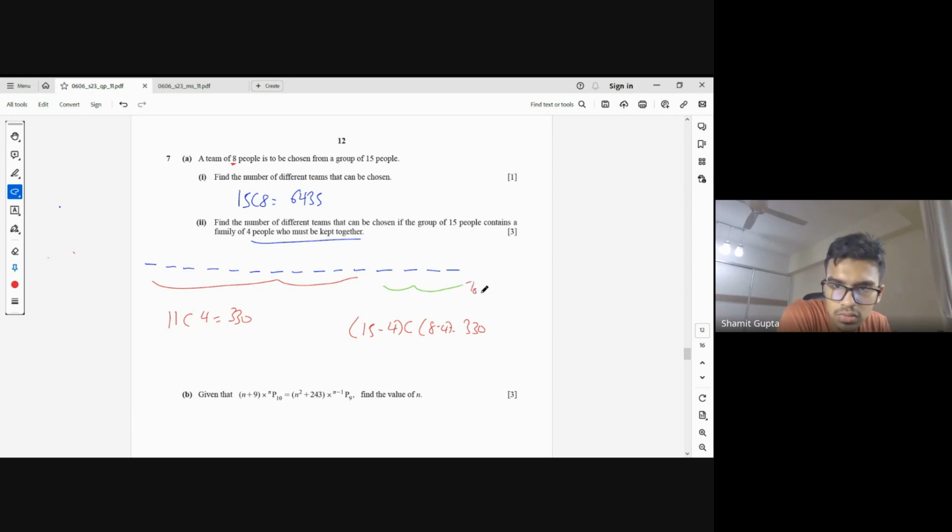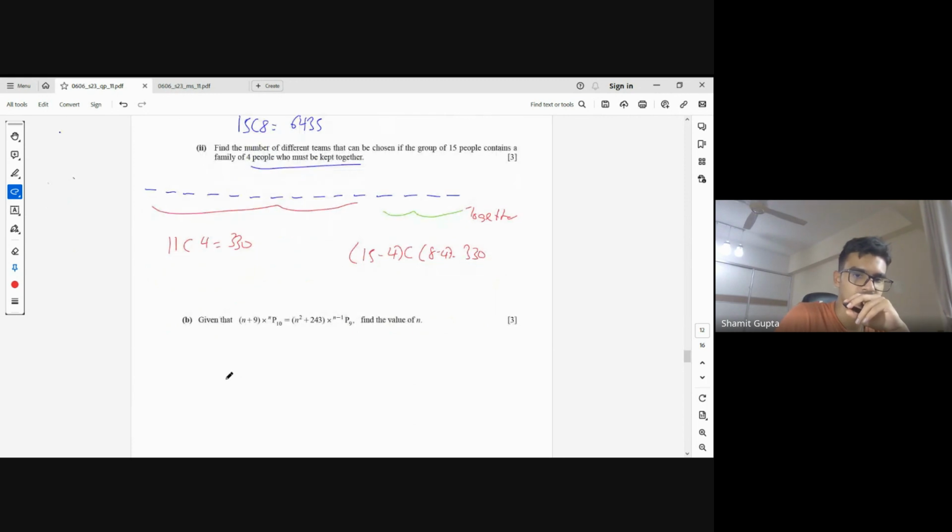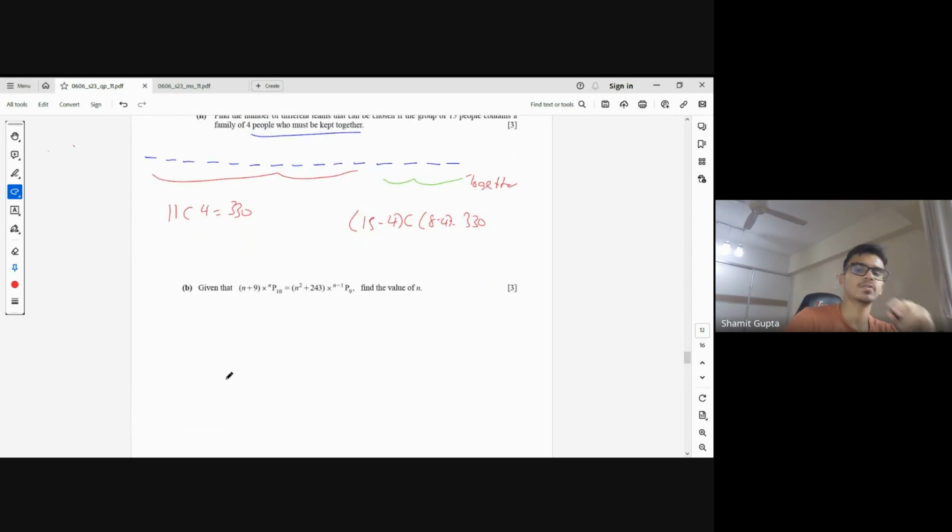I'll write here together. So it can't be chosen anymore. So it should be, yeah, I think it should be fine. 11C4. N plus 9 times NP10. Okay, this one you need to remember the formulas for, okay? And again, the formulas are given to you on the first page.